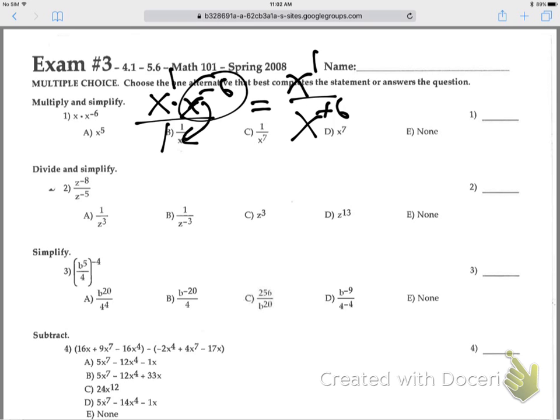So negative powers, if they start at the bottom and they're negative, they'll jump to the top and become positive. If they start at the top and they're negative, they'll jump to the bottom and become positive. Negative powers are negative. They're unhappy where they're at. They want to jump to the other side. Then they become happy afterwards.